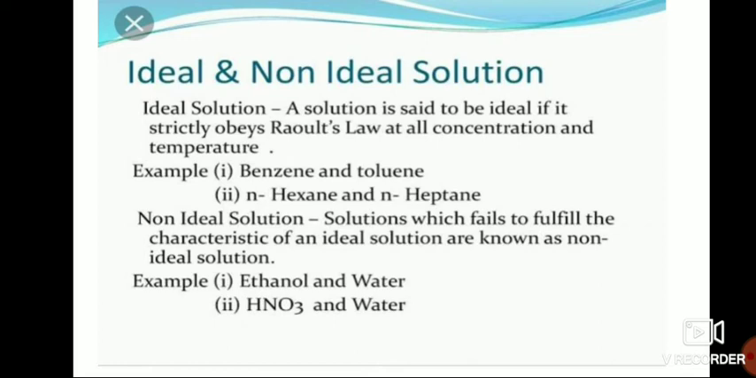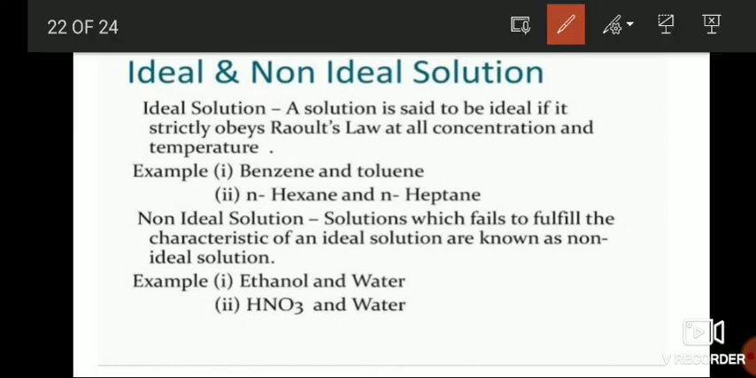What is an ideal solution? What is a non-ideal solution? Ideal solution: a solution is said to be ideal if it strictly obeys Raoult's law at all concentrations and temperatures. For example, it obeys Raoult's law; the non-ideal one does not obey. Ideal solution examples: benzene and toluene, and n-hexane and n-heptane.